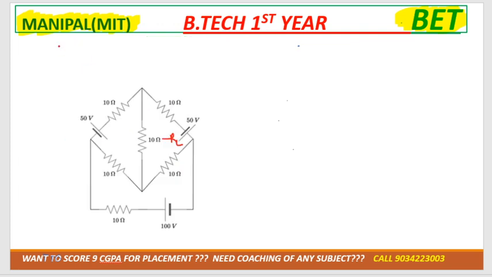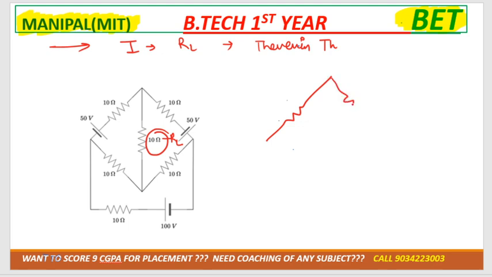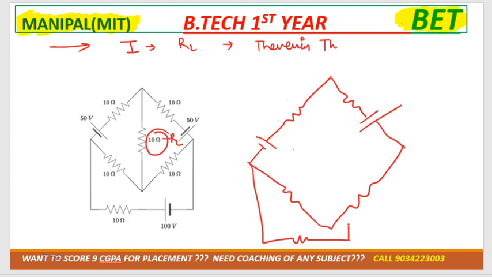Now the next question, they ask you to determine the current across RL by using Thevenin theorem, right. So this one is RL. First step, we have to remove RL. RL must be open circuit, right. You have to redraw the diagram every time. Now this is point A and this is point B, correct.